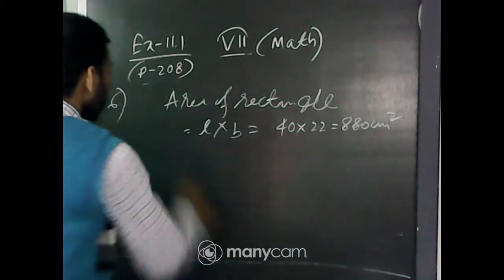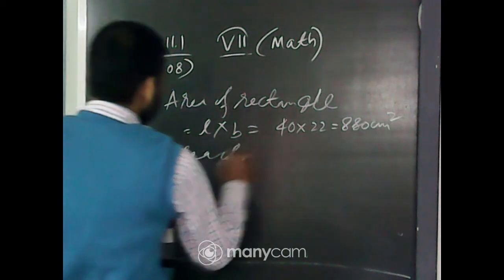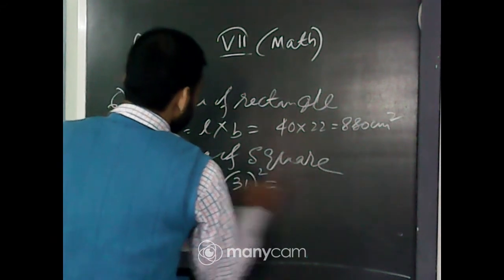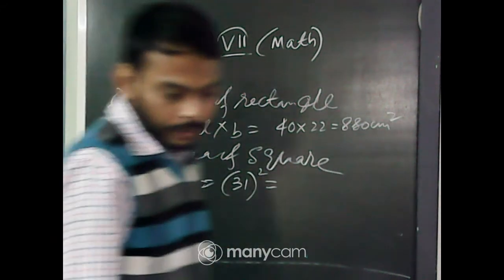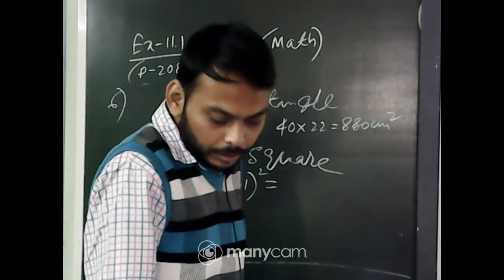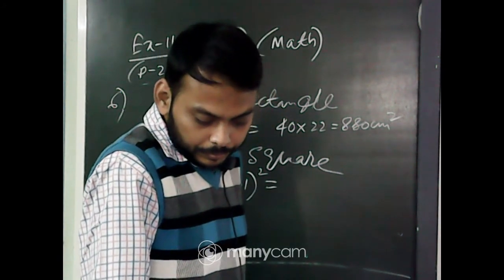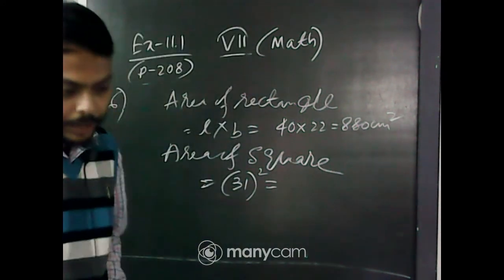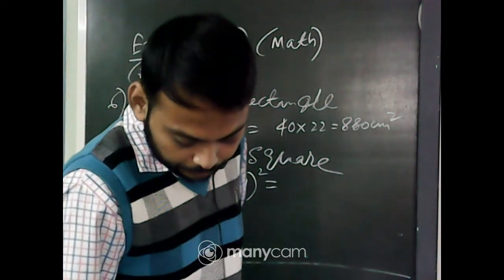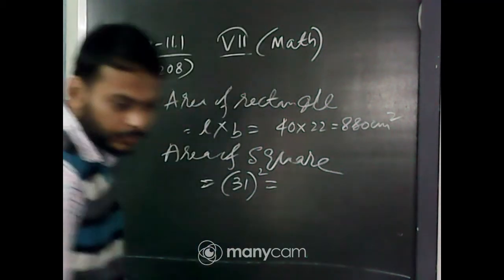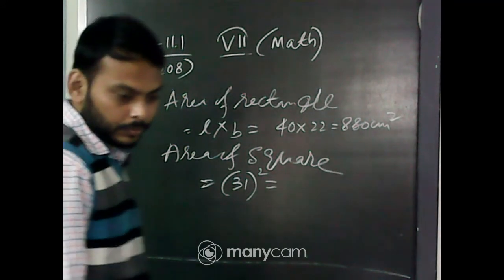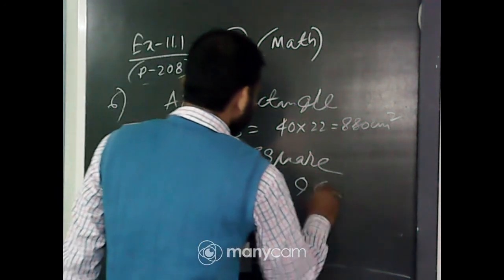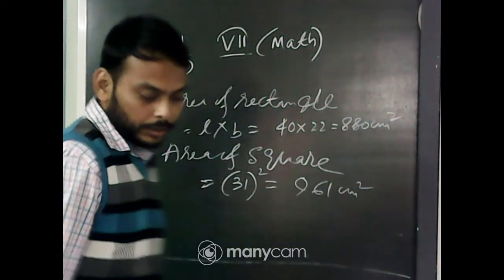And also the area of the square. That is side squared, 31 into 31. You just do the calculation. I am waiting for your response. 961 centimeter square. So which is more?